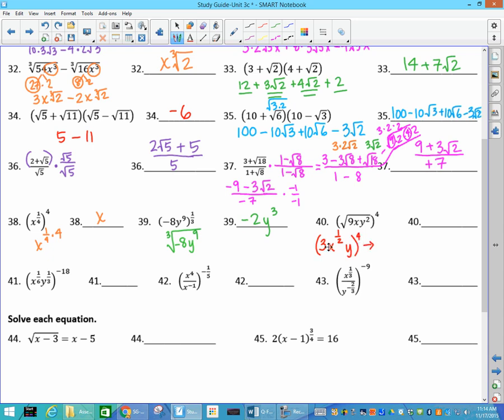And when I raise it to the 4th, there's no plus or minus in here, so I'm going to distribute it. So it's going to end up being 3 to the 4th, and then x to the 1/2 to the 4th, and I multiply those, and then y to the 4th. So when I simplify that, 3 to the 4th is 81. 1/2 times 4 is 2, and then y to the 4th. So that's what our answer looks like.